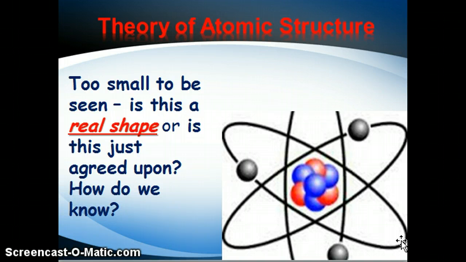Scientists have proposed this theory of what an atom looks like, with electrons orbiting around the nucleus.